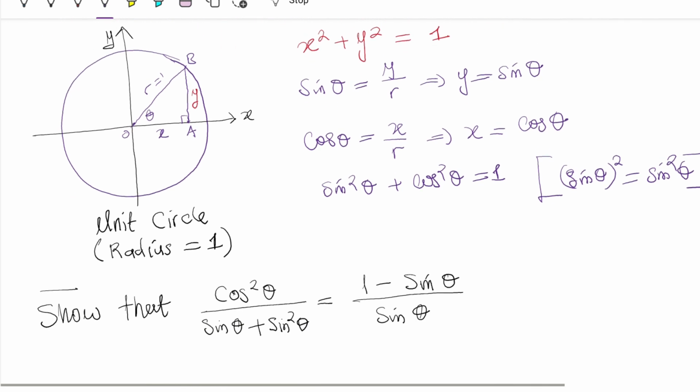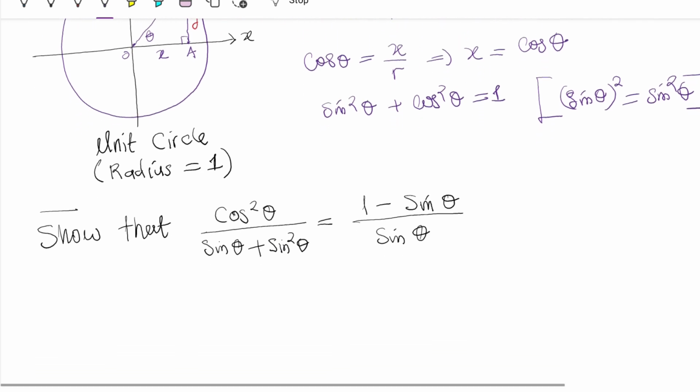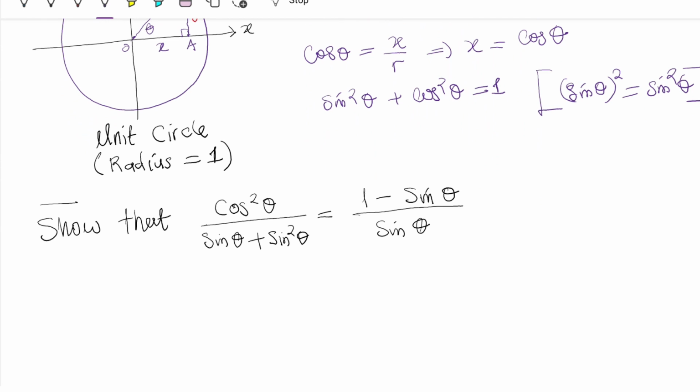Let us look at a real exam problem. This question says, show that cos squared theta over sine theta plus sine squared theta is equal to 1 minus sine theta divided by sine theta. Okay, so what are we going to do?